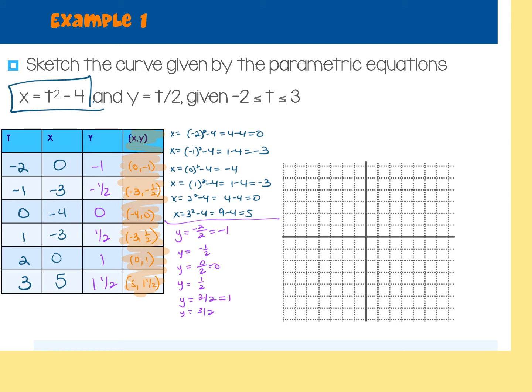0, negative 1. Negative 3, negative 1/2. Negative 4, 0. Negative 3, 1/2. 0 and 1. And 5 and 1.5. And then I connect my points. So I start at the first one I got, which is down here, wrap it around and go to the end.